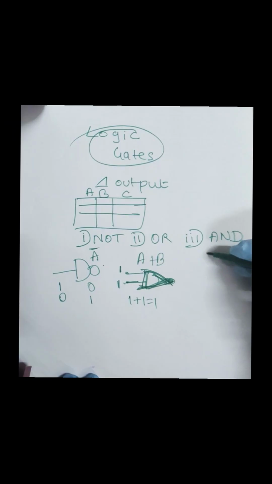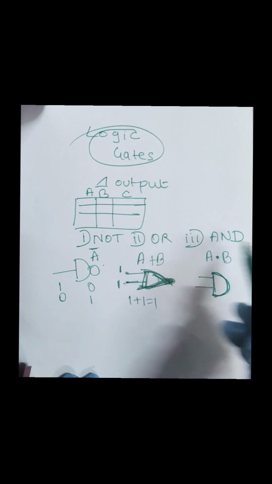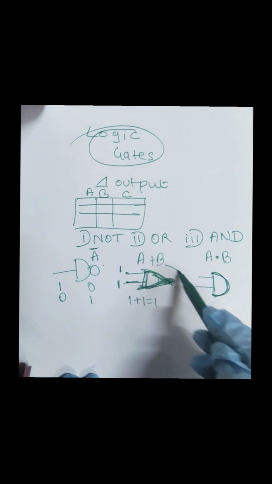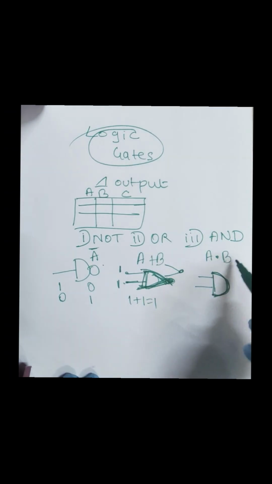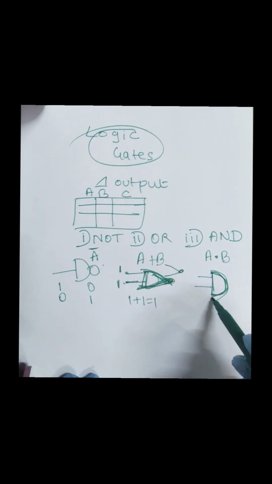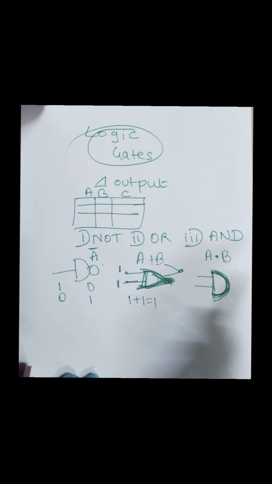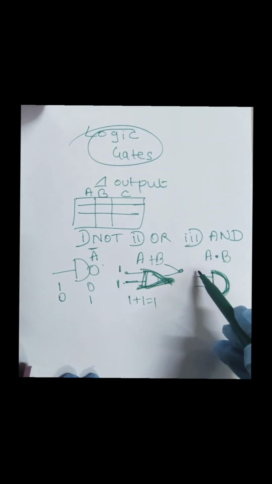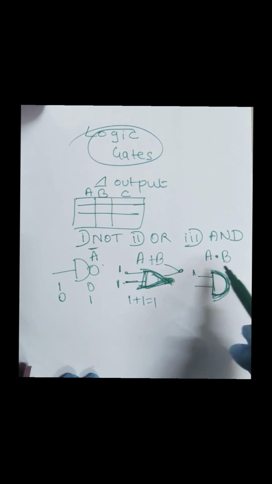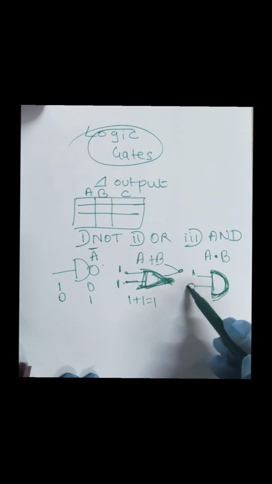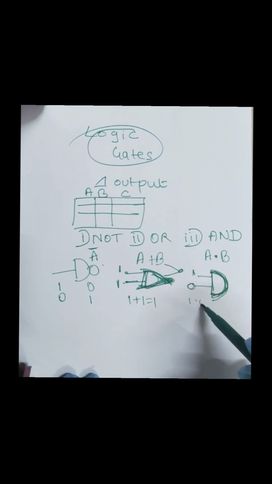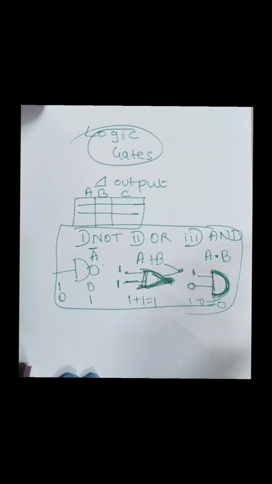AND means A dot B. This looks like a semicircle. Don't get confused between OR and AND. In OR there is a sharp edge, and in AND there's a semicircle, a very curved and smooth surface. If I put input as 1 and 0 here, the answer will be 0. That's called AND. These three are the basic gates.